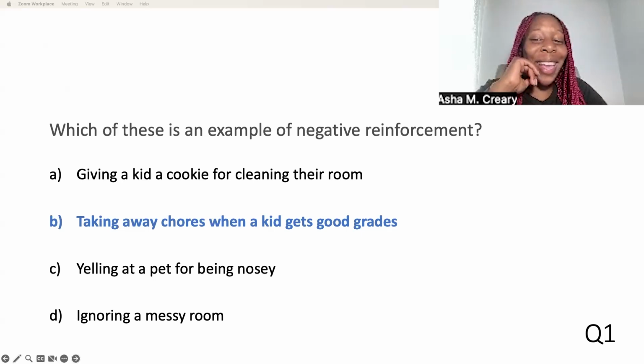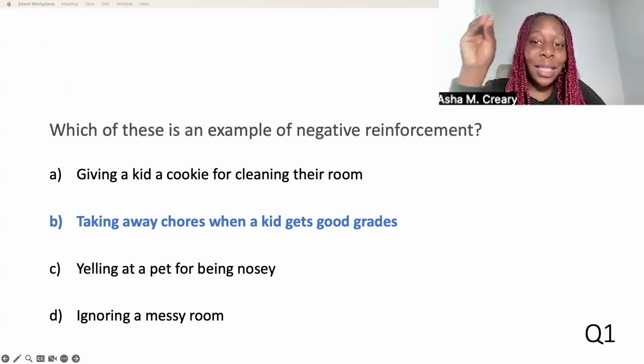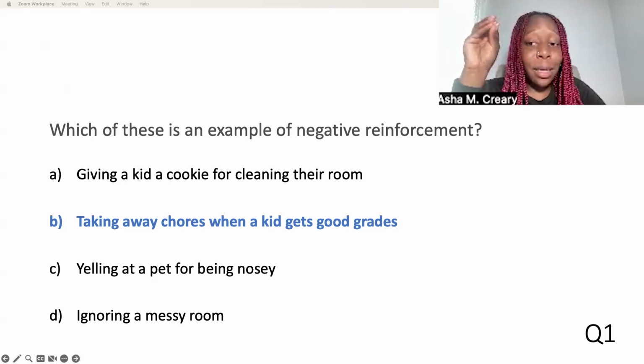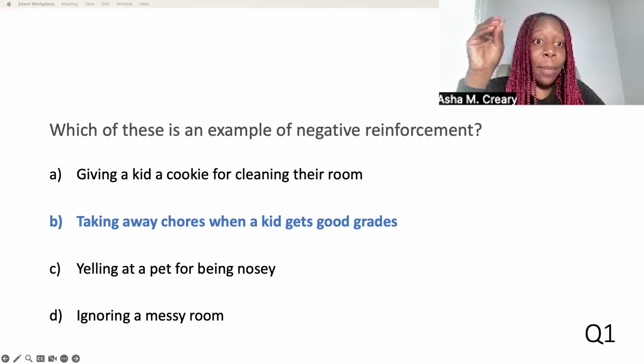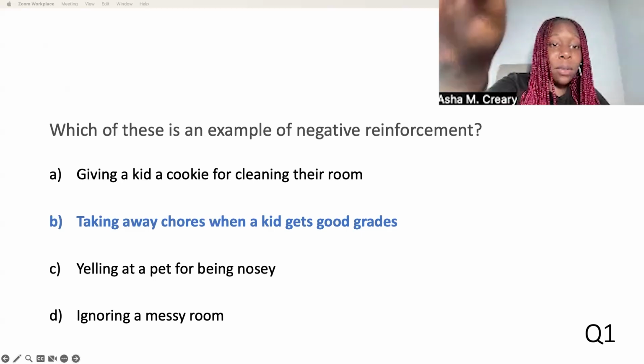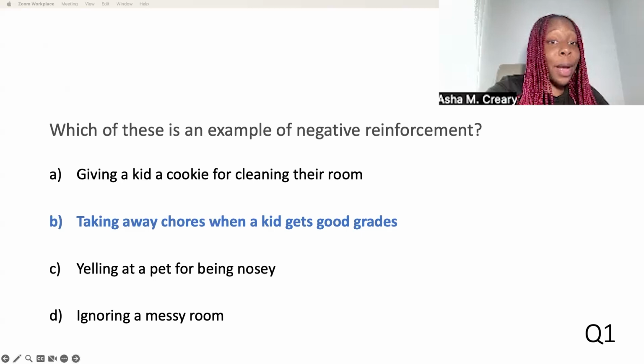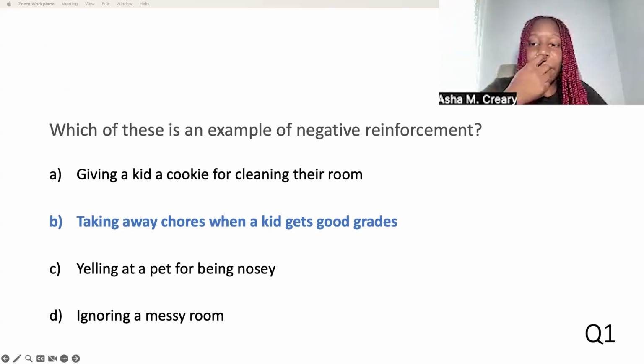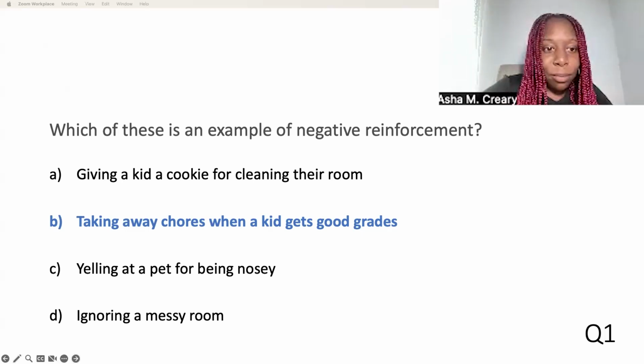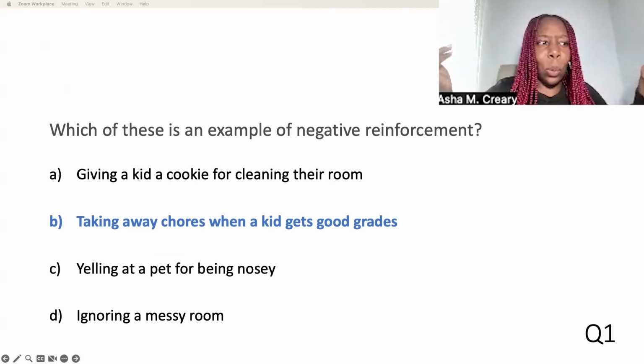So answer choice A is not a negative reinforcement. This is a positive reinforcement, okay? Because I'm adding in a positive stimulus because you're doing a positive behavior. So I'm positively reinforcing the good behavior, okay? Yelling at a child for being nosy is a punishment, not a reinforcement. Ignoring a messy room is not a reinforcement or a punishment, okay?